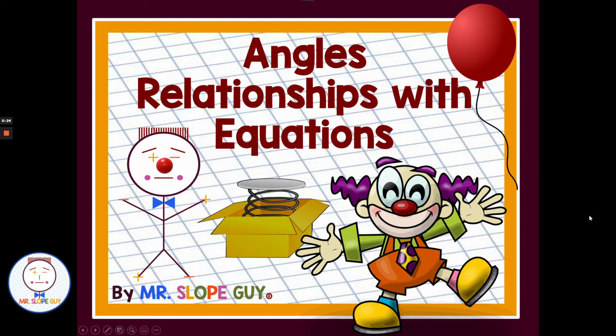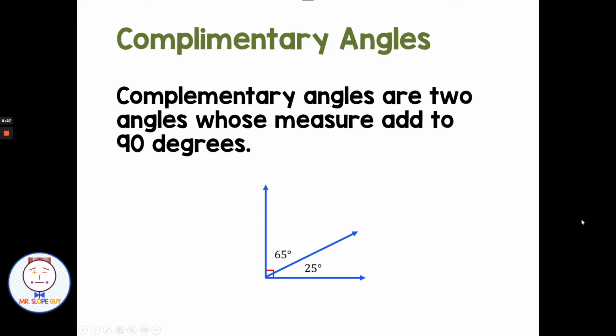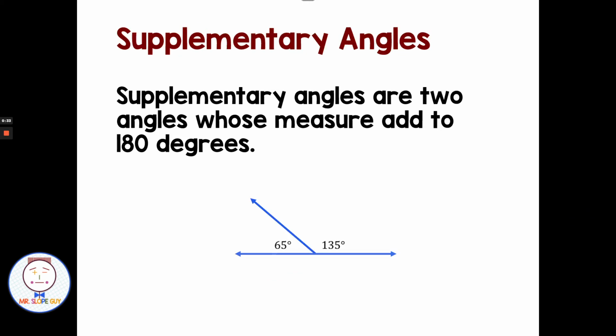So quick review, I believe everybody is familiar with this: complementary angles are two angles whose measures add up to 90 degrees. Supplementary angles are two angles whose measures add up to 180. Together they make a straight line, they add up to 180 degrees.